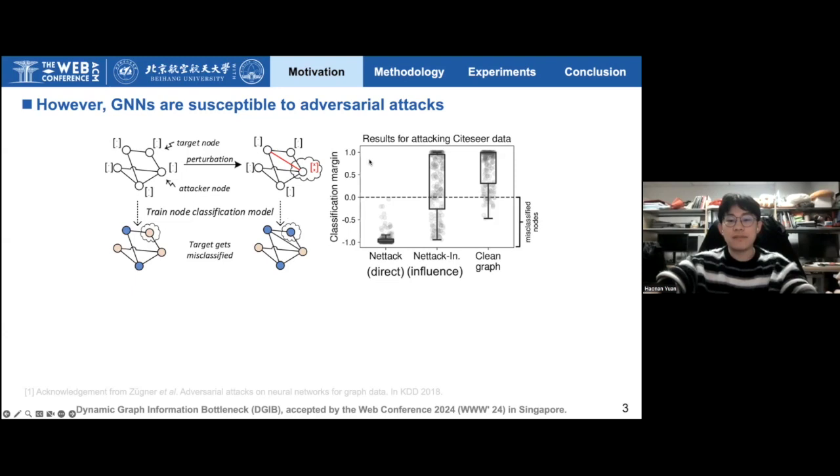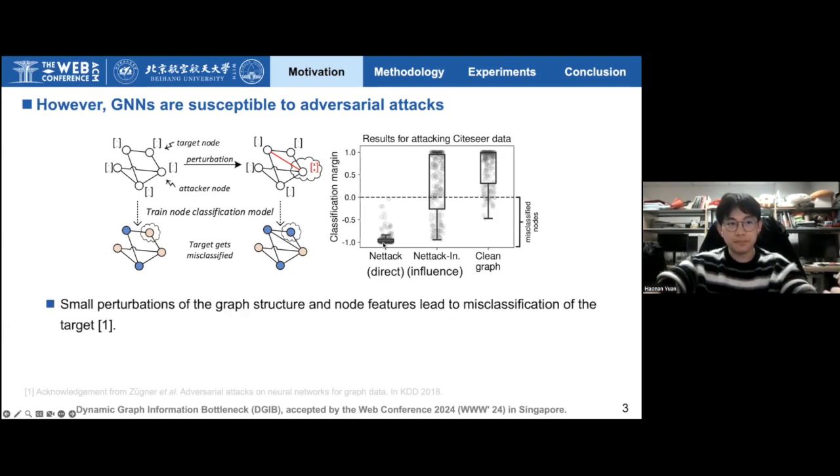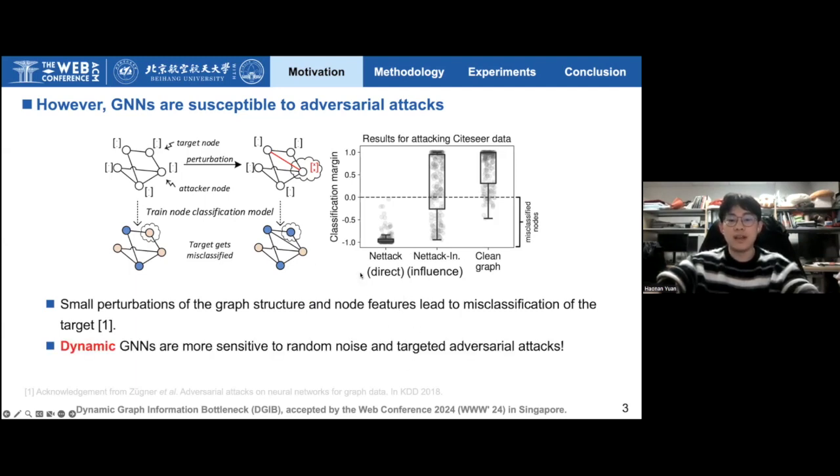Taking real graph data, for example, we perform both direct and influence attacks on static data, and the results demonstrate again that small perturbations can lead to a sharp decrease in model performance. And coming back to the dynamic graphs within our scope, the spatial temporal correlations in dynamic graphs are more complex and coupled, and dynamic GNNs will be more sensitive to random noise and potential targeted adversarial attacks. So our question is, what is a good representation for graphs?